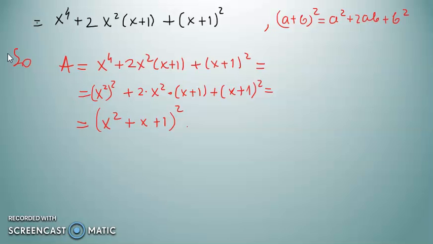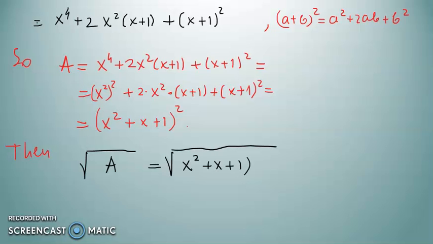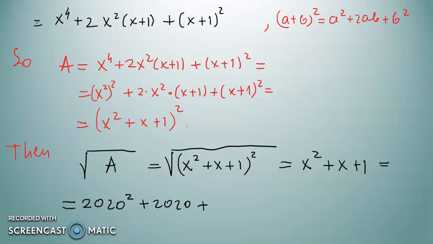So great job for now. What will be the conclusion? Then the root of A will be the root of x squared plus x plus 1 all squared, as we hoped. And this is equal to exactly x squared plus x plus 1, since the square root and the square cancel out. But in our case, x was 2020. So it is 2020 squared plus 2020 plus 1.